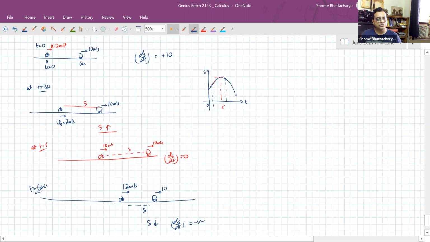And like that, it is going to reach 0. That means the bike is going to come alongside the car, just going to overtake it. This will happen at some time, which we can calculate by making S equal to 0. That is 50 plus 10t minus t square should be equal to 0.